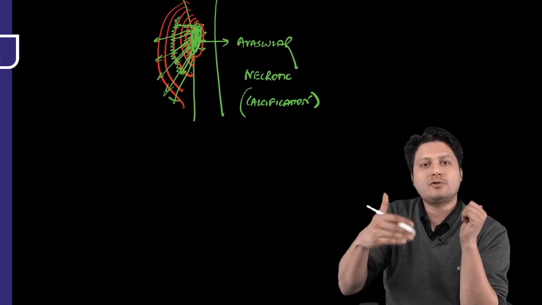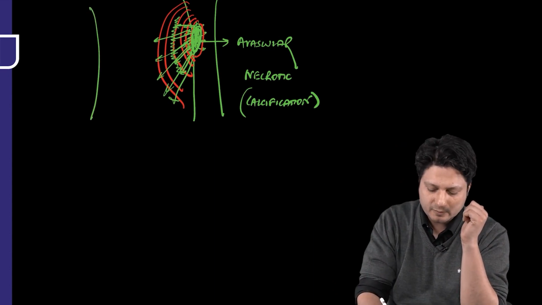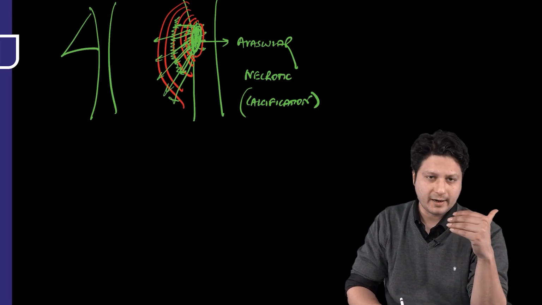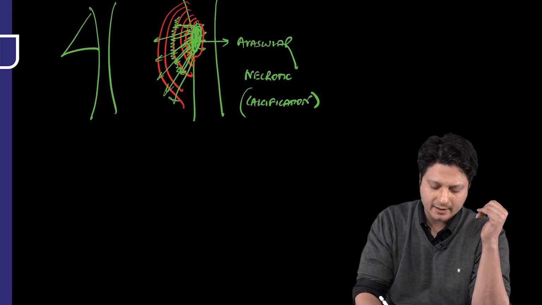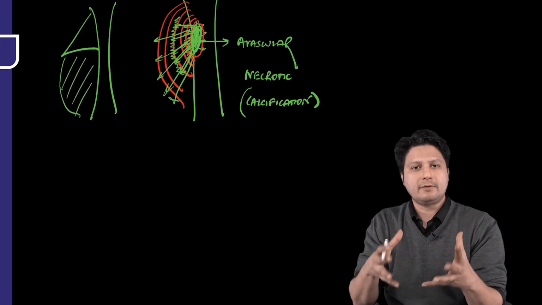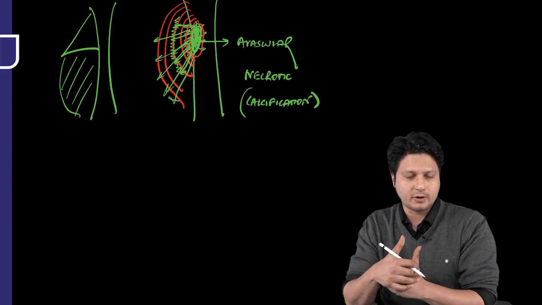Now, what is the Codman triangle? Imagine if this much of the periosteal reaction is more calcified so that it appears more on the X-ray, and the rest of the periosteal reaction is not too visible on the X-ray, it will lead to the formation of a Codman triangle kind of appearance.